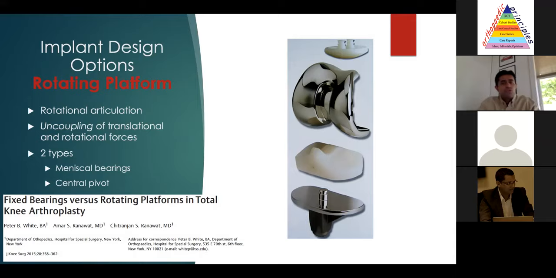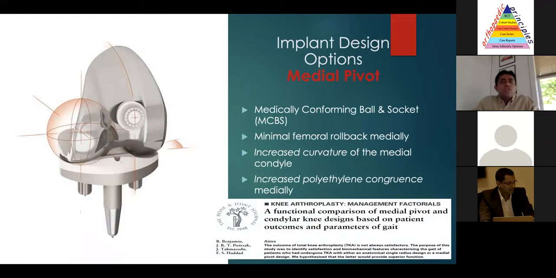What about the medial pivot design? The medial pivot design is an interesting design concept in which the focus is on keeping the medial side of the knee tight. And it's a ball and socket articulation, almost like a hip joint. And the lateral side is kept loose. Naturally, if you examine our knees from a sports perspective or from an arthritis perspective, medially the knees are a little bit tight, laterally they have some laxity or play associated with them. So this implant design is focused on that.